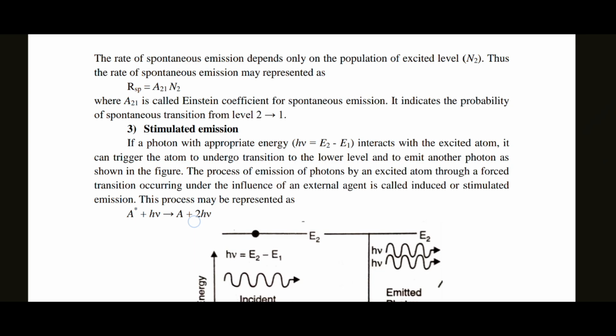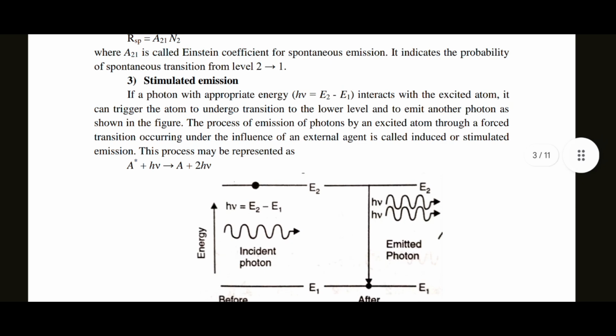Stimulated emission. If a photon with appropriate energy, h nu equal to E2 minus E1, interacts with the excited atom, it can trigger the atom to undergo a transition to the lower level. It triggers the atom to go to the lower level and to emit another photon, as shown in the figure. The process of emission of photons by an excited atom through a forced transition occurring by the influence of an external agent is called induced or stimulated emission.